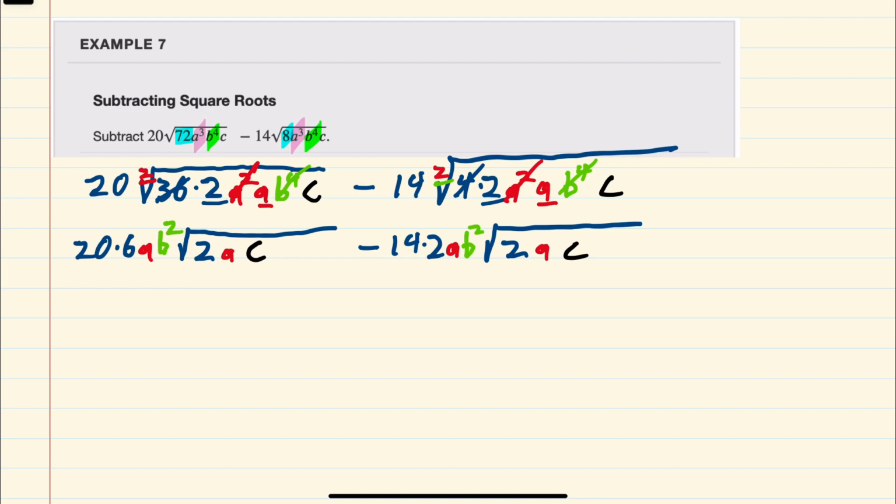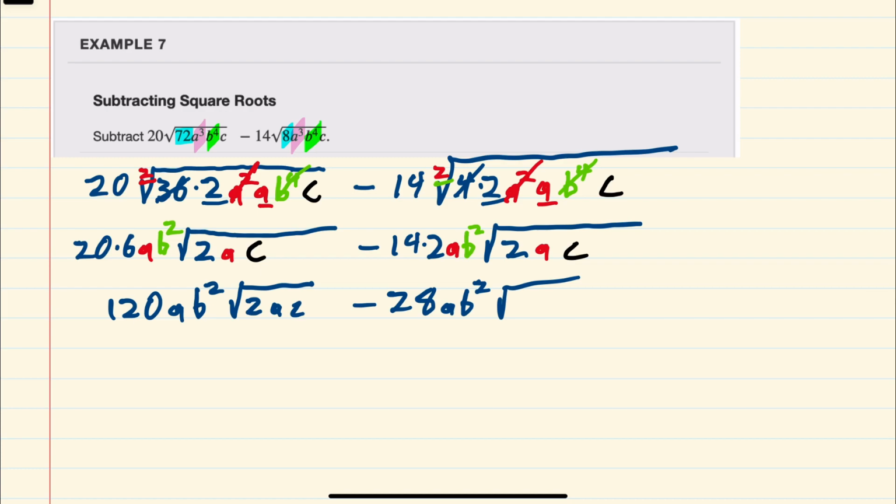So we have a left side and a right side here that we can continue to simplify. 20 times 6 is 120. We have an a and a b squared outside the radical, and a 2ac under the radical, minus 14 times 2 is 28. Again, I have an a and a b squared outside the radical, and a 2ac inside the radical. And in order to combine these two expressions, I have to have the same variables to the same power, including the radicals. And that is exactly what we have here. We have a b squared square root of 2ac, a b squared square root of 2ac.